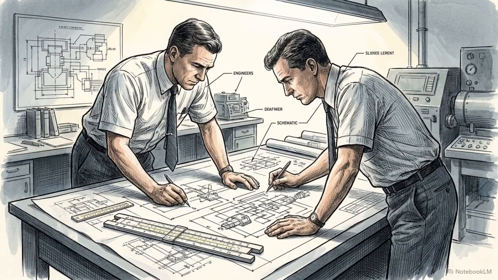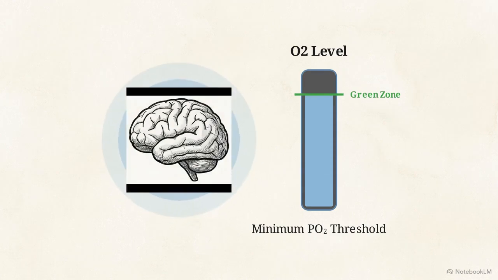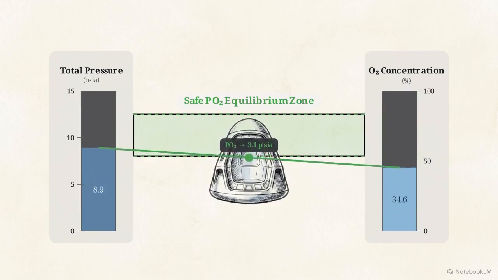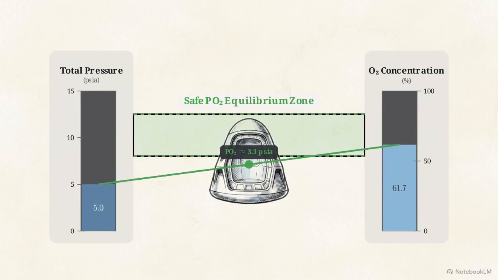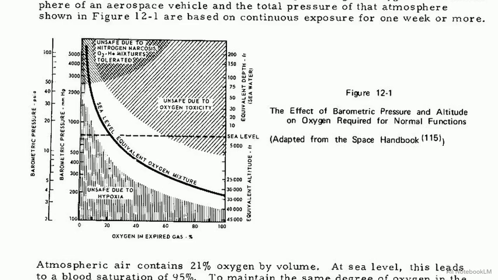Before engineers can model how a cabin loses pressure, they have to establish the chemical baseline required to keep a crew conscious and functional. The atmosphere's total pressure must be balanced against the concentration of oxygen to maintain a continuous, adequate partial pressure of oxygen in the astronaut's lungs. This chart defines the survivable environment.